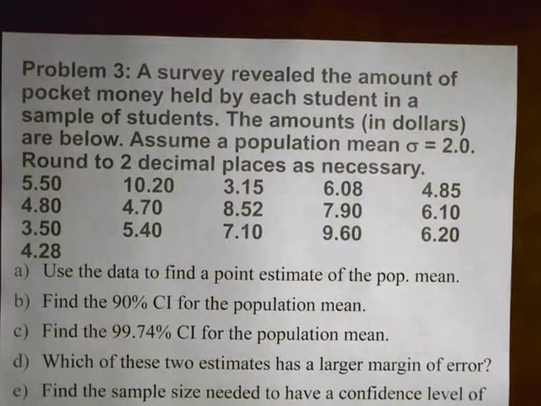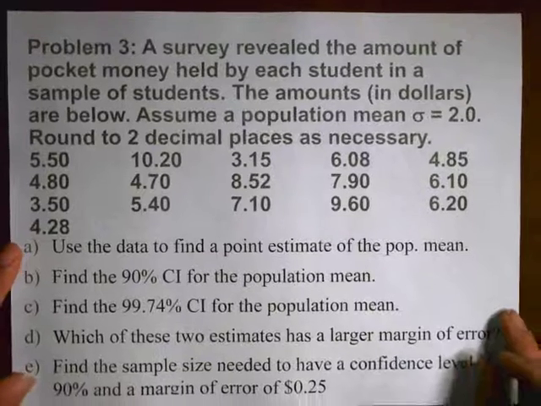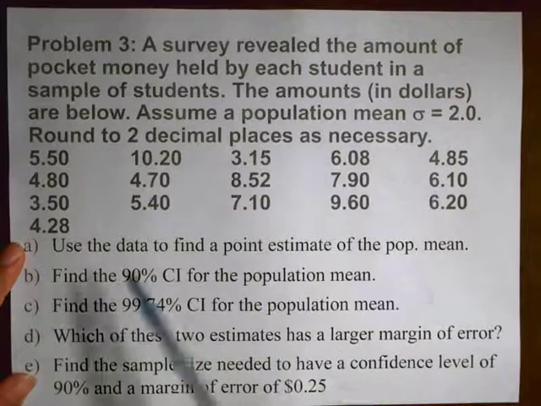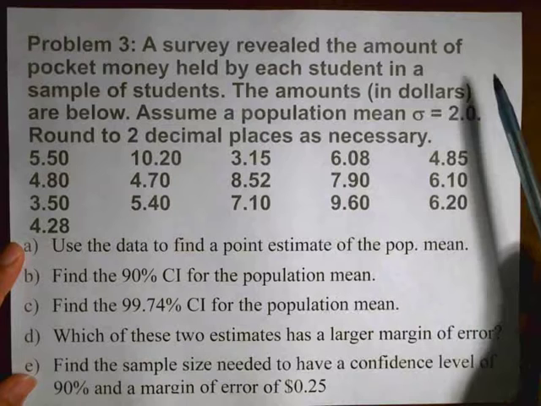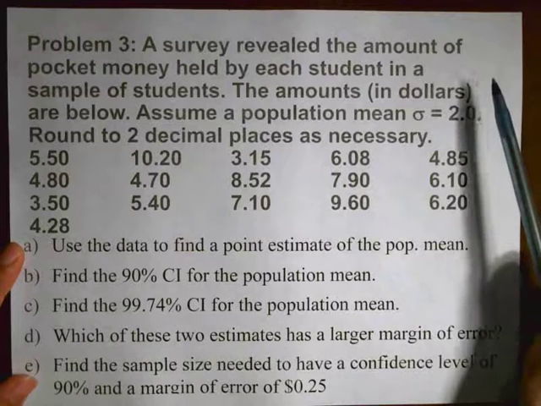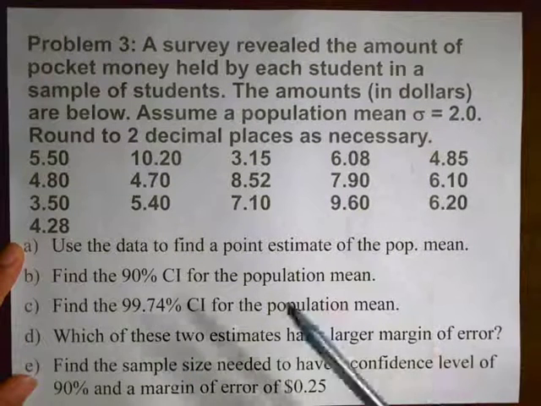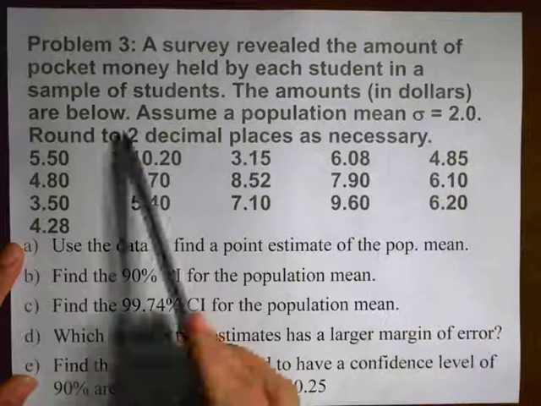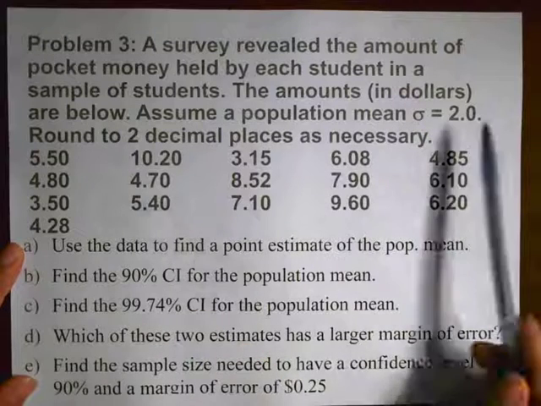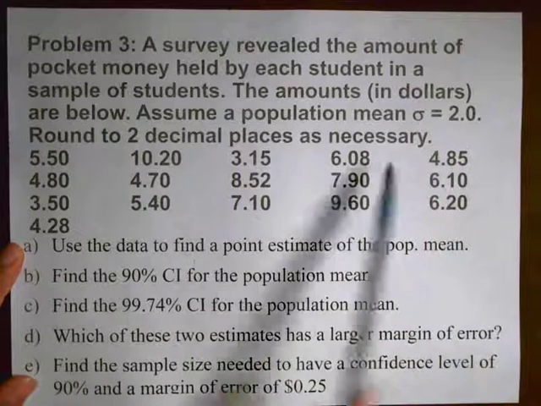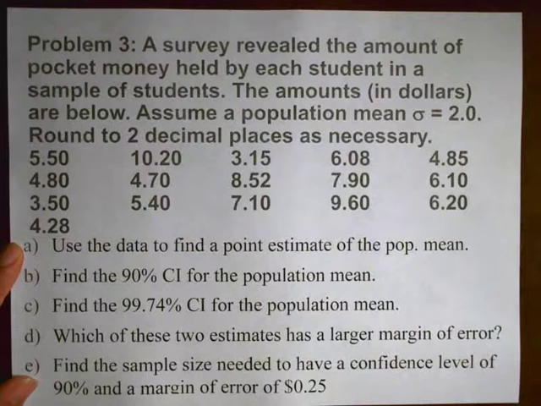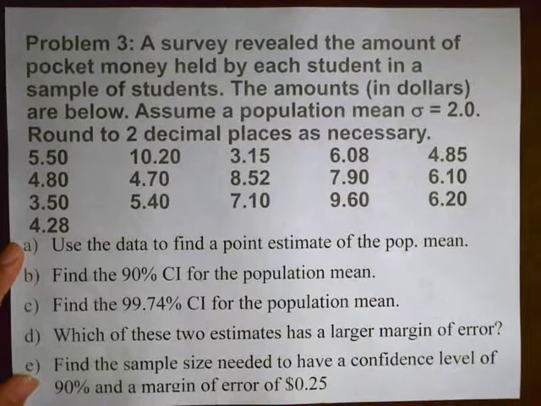The third problem will be a problem that looks like this. It's going to be a problem with confidence intervals using the z-score. So a problem from chapter 8. Let me read you this question. A survey revealed the amount of pocket money held by each student in a sample of students. The amount in dollars is below. Assume a population mean of 2. Round this to 2 decimal places as necessary.